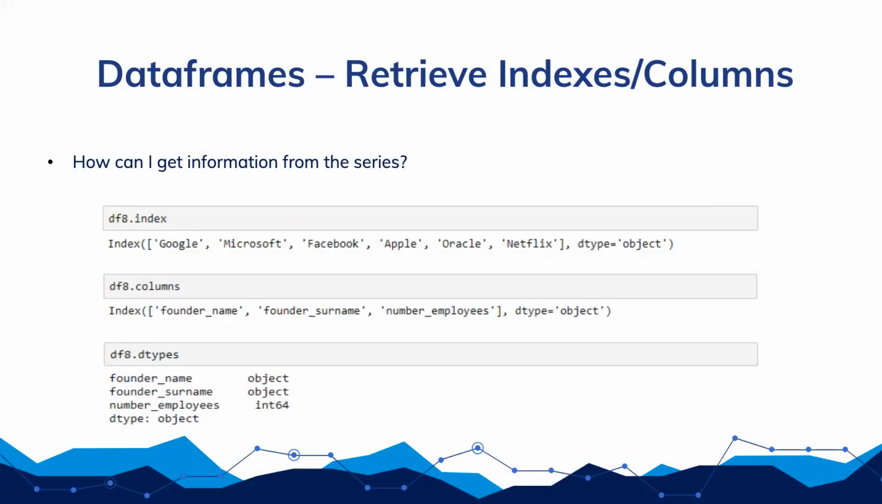So going on, in the same way that in a Series you could get information about the index, in the DataFrame you just put dataframe.index and you get information about the index of the DataFrame. Also for columns, you get an index with the names of your columns, and then you can also use dtypes, and with DataFrames, dtypes gives you the data type of each series.